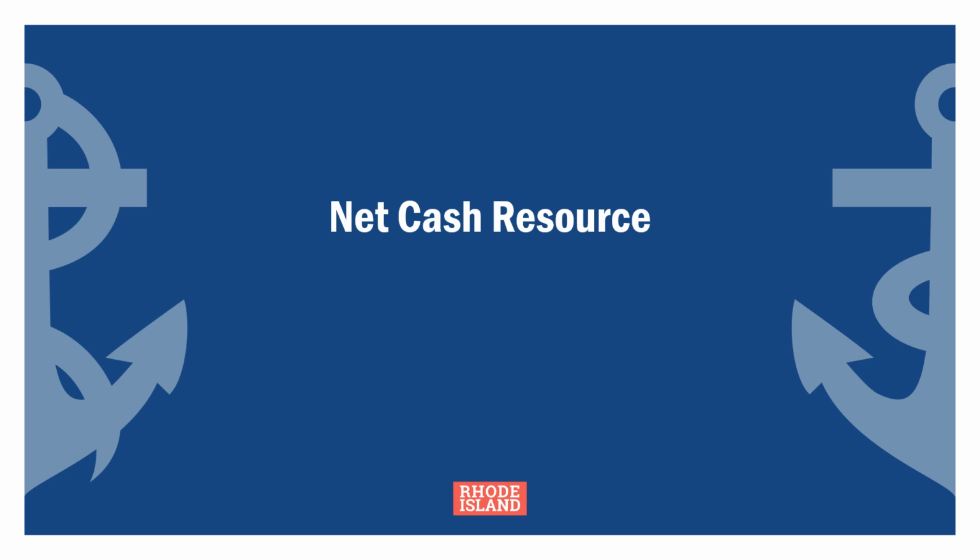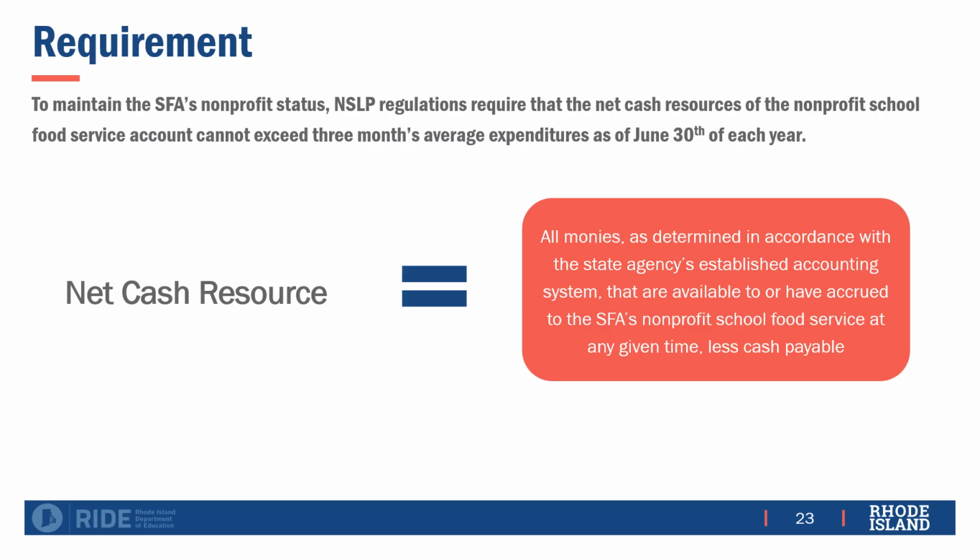Now that we have an overview of the nonprofit school food service account and the various components of managing that account, we'll move on to look at some more specific resource management requirements, starting with net cash resource. While maintenance of a nonprofit school food service account does not require an SFA's food service program to operate at a deficit or break even, NSLP regulations do require that the net cash resource of the nonprofit school food service account not exceed 3 months average expenditures as of June 30th of each year.